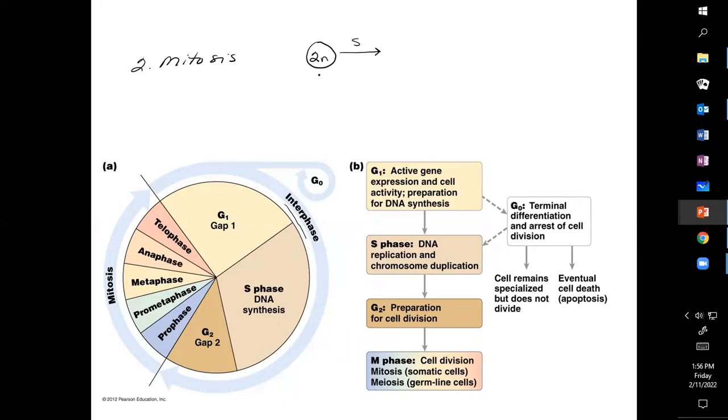After the S phase, all of those chromosomes have been doubled. So I actually like to think about it like we've doubled our chromosomal composition. We've doubled our DNA content. And then in mitosis, what happens? The mitosis is that doubled DNA gets split up into 2 equal daughter cells.